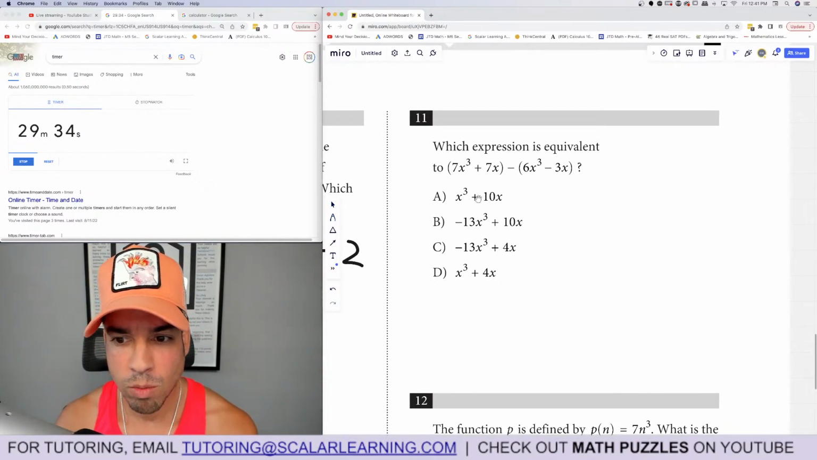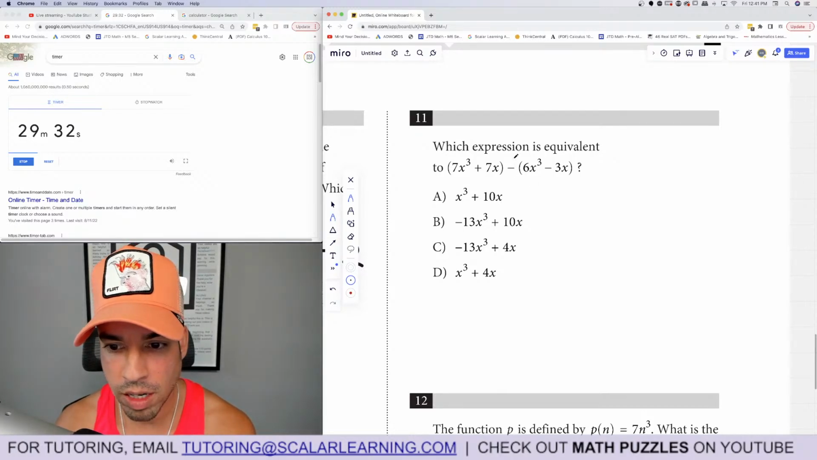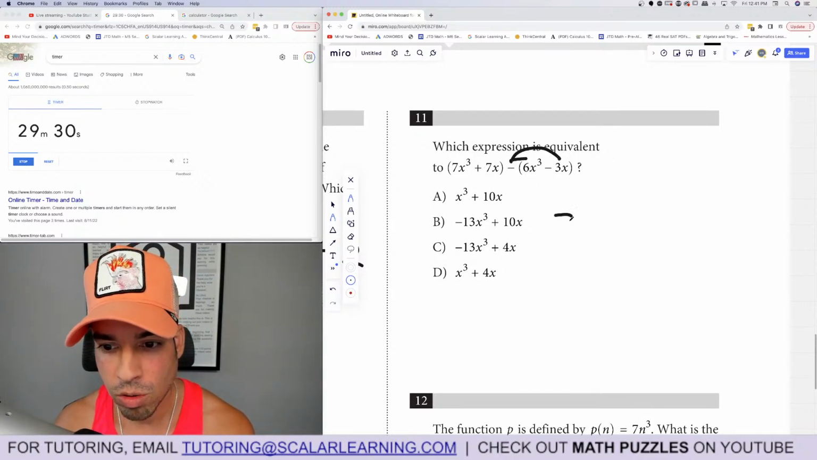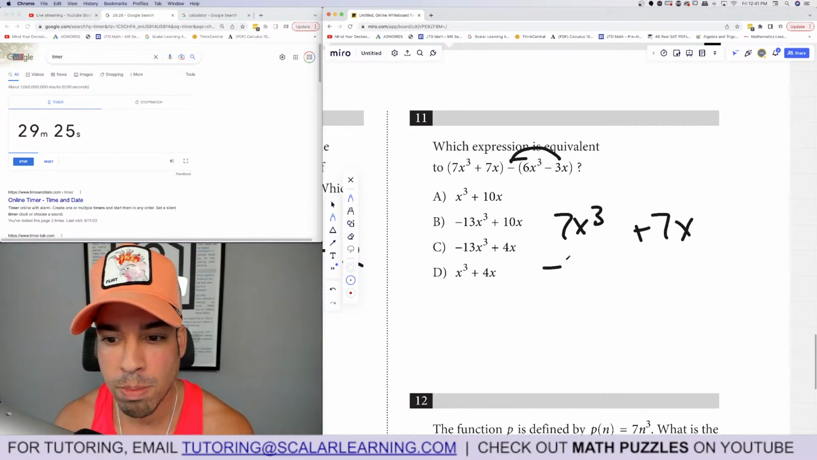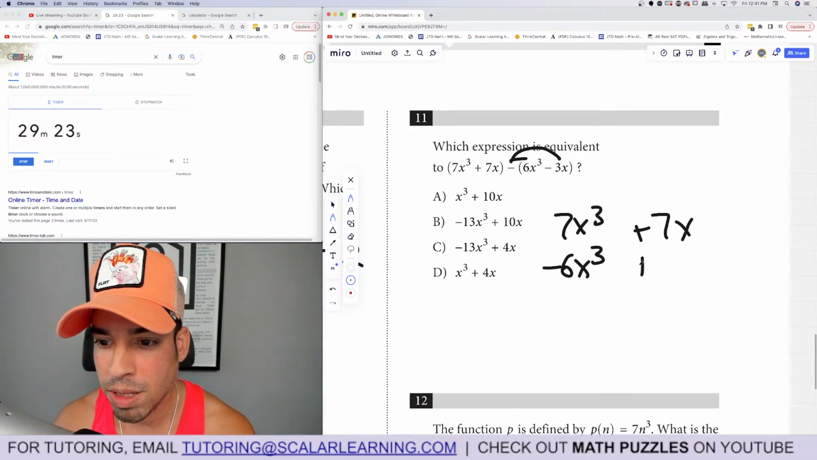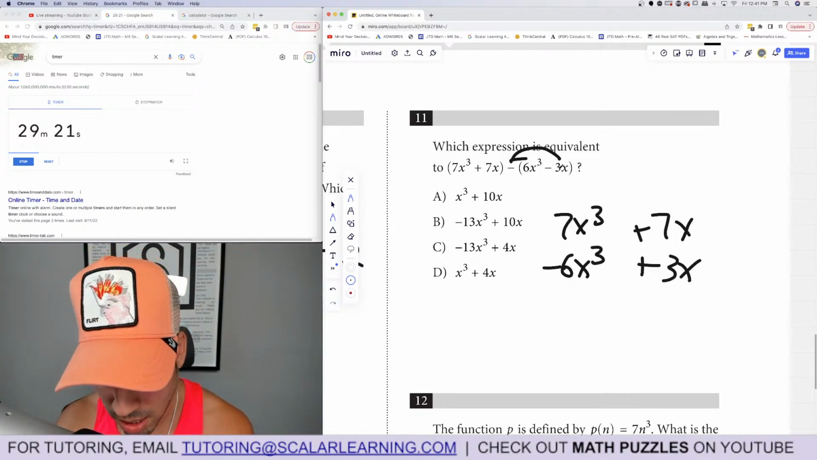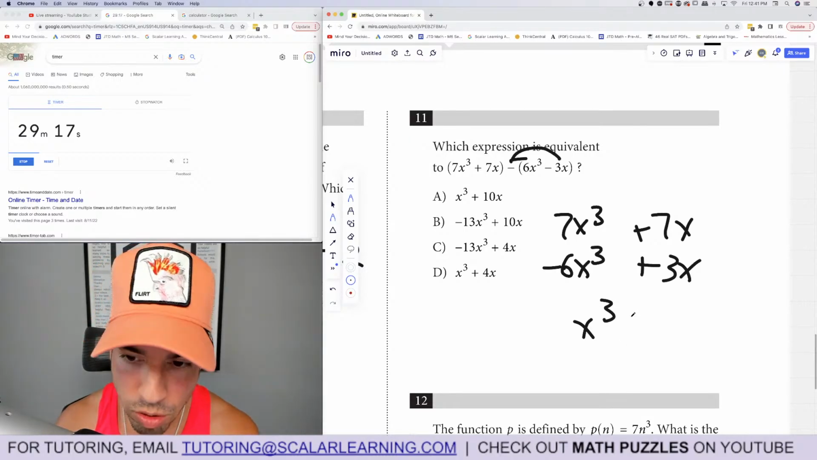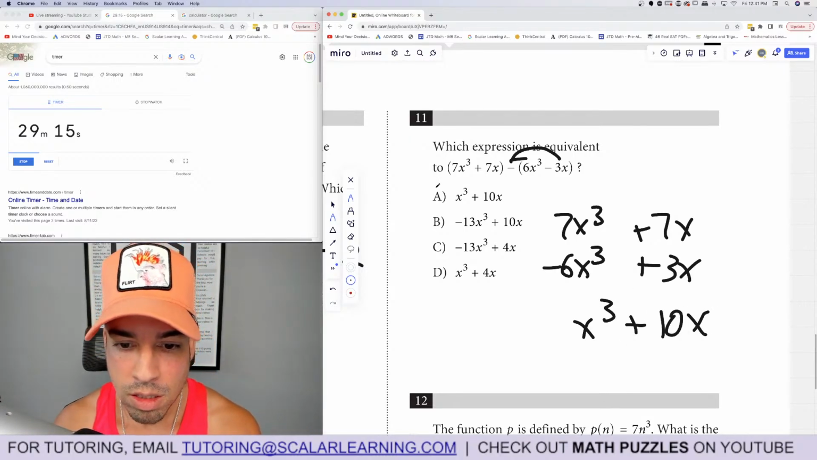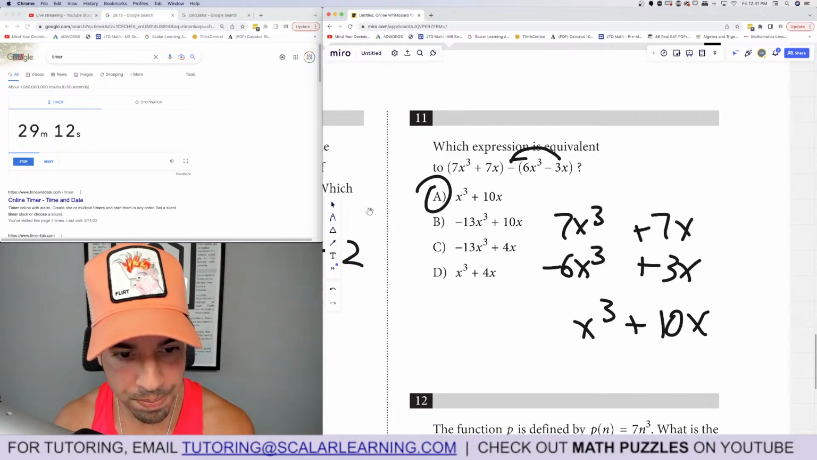Number 11. Which expression is equivalent to this? All right, distribute that negative. So it's 7x cubed, and then it's plus 7x, and then it's minus 6x cubed plus 3x because the negatives cancel when it distributes. 7x cubed minus 6x cubed is 1x cubed. 7x plus 3x is 10x. A is the winner. Done.